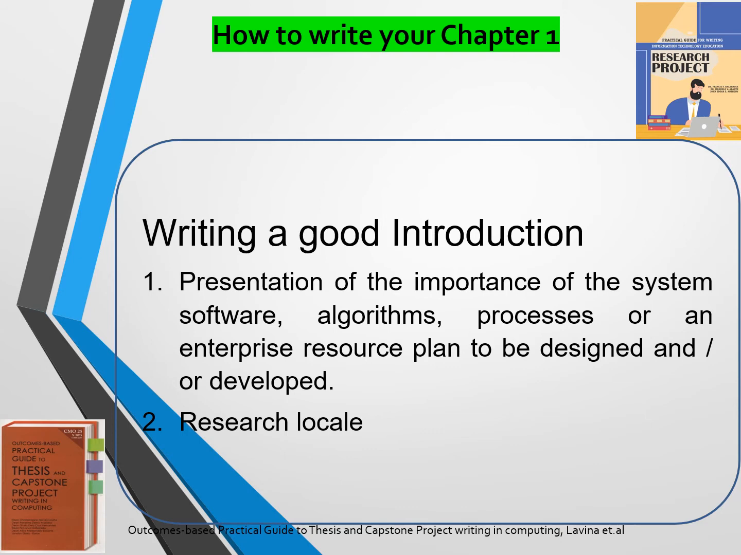Number 2 is the research locale. Tell something about the organization or group where the research will be conducted. This organization usually is the target beneficiary of the proposed system or software. This part may not be applicable for a BSCS thesis. Instead of research locale, a description of the area in computer science under study shall be discussed in computer science theses.